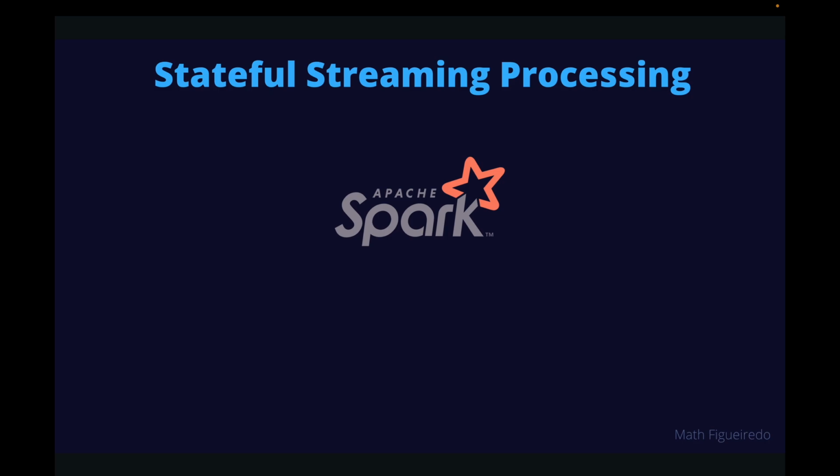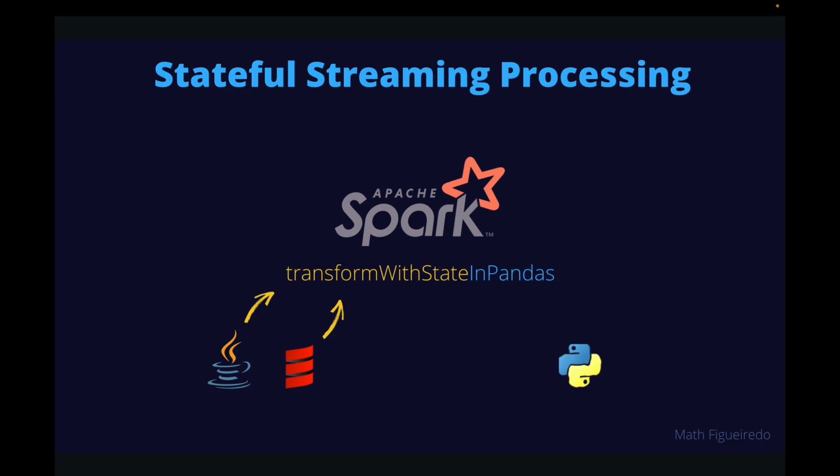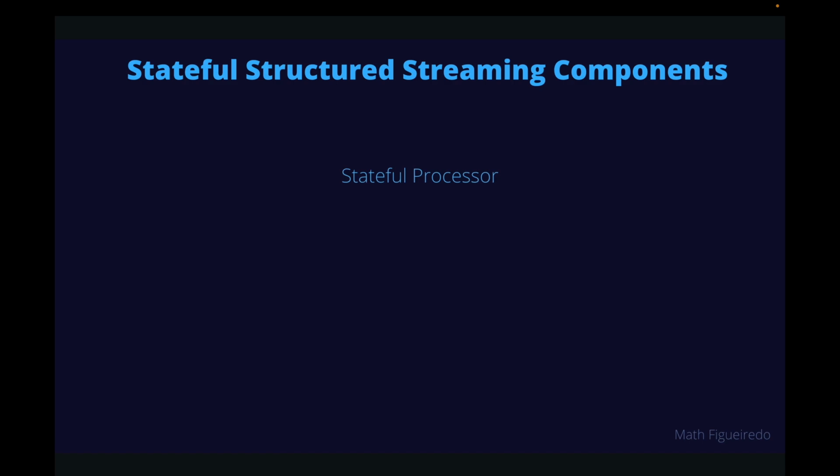First, we should know that stateful streaming is now available with different syntax for each language. You can use transformWithState if you're using Java or Scala, but you need to use transformWithState in pandas if you're using Python. When we are building a streaming query with transformWithState, there are typically four main components we work with: stateful processor, output mode, time mode, and initial state. Let's see what they are.